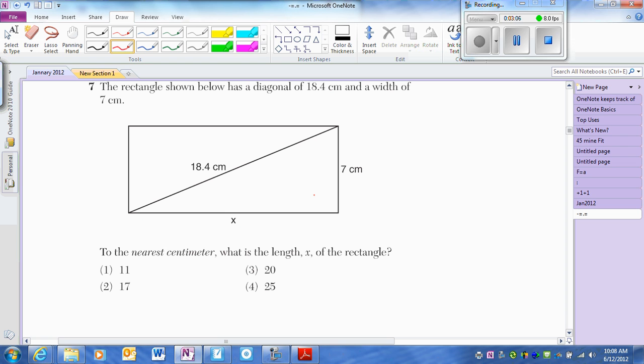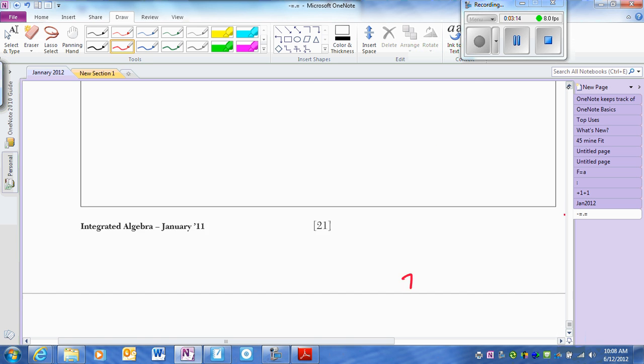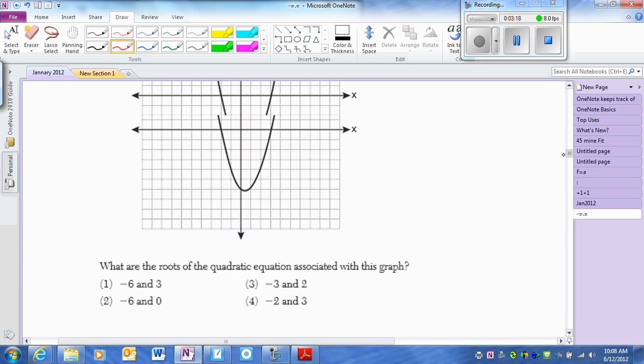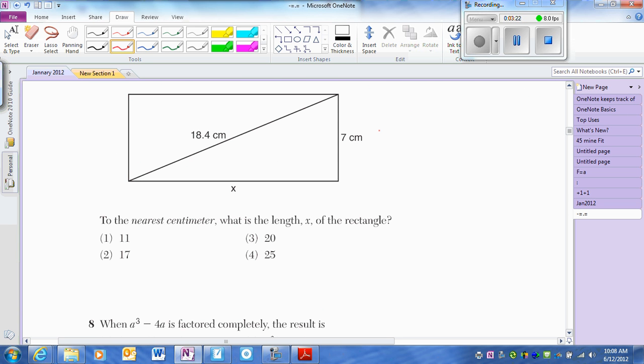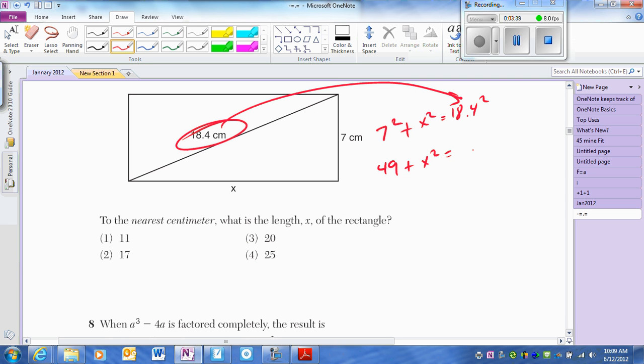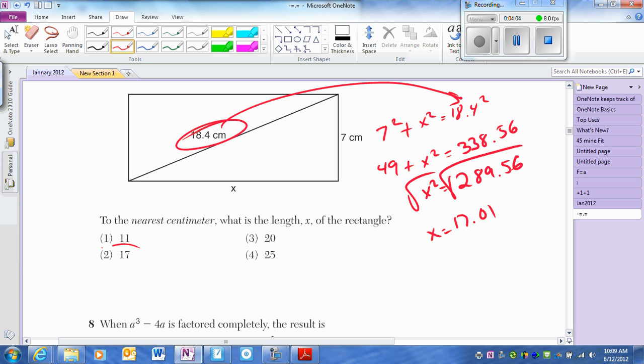Length of x, Pythagorean theorem, right? It's either a sine, cosine, or tangent, but they don't ask for an angle. They don't give me an angle, so I have to use the Pythagorean theorem. Seven squared plus x squared equals 18.4 squared. Don't forget, this has got to be on the hypotenuse, always on the right side. So 49 plus x squared equals 338.56. We'll subtract off the 49. I get x squared equals 289.56. Take the square root of both sides. I get x equals 17.01. 17.